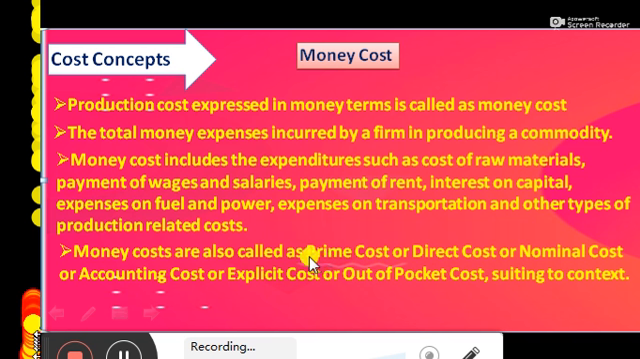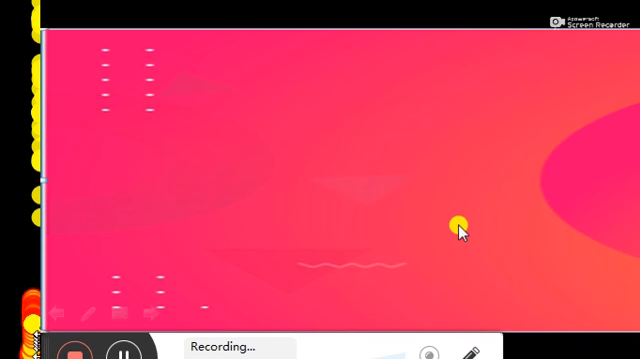What is money cost? Money cost is also called accounting cost or explicit cost. Explicit cost means expenses going out from our pockets, or out of pocket cost. So this is what we call the money cost.